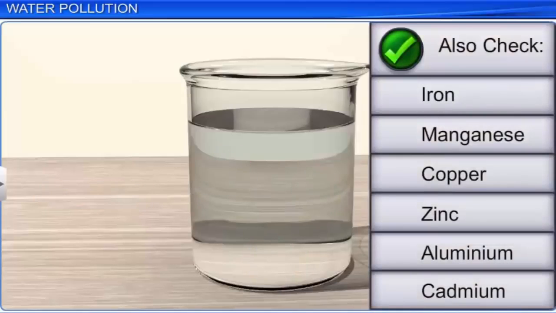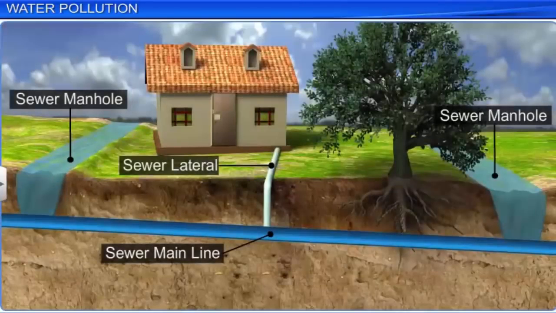We should also check for the concentration of some metals like iron, manganese, copper, zinc, aluminium, and cadmium in drinking water. We can cut down about half the amount of water pollution on the earth by taking care of the sewages coming from our houses.